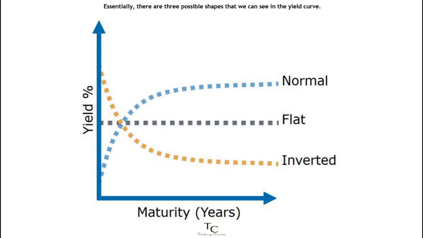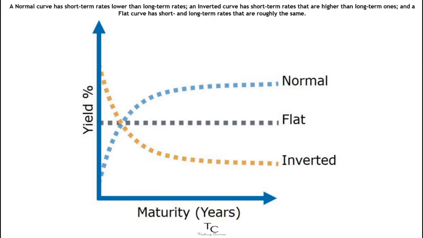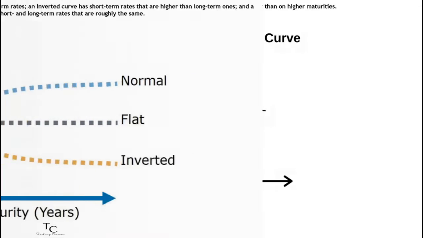Essentially, there are three possible shapes that we can see in the yield curve. A normal curve has short-term rates lower than long-term rates. An inverted curve has short-term rates that are higher than long-term ones, and a flat curve has short and long-term rates that are roughly the same.